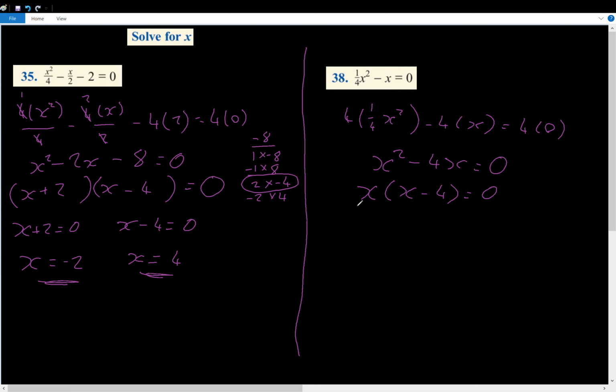And then we set each of these two things that are being multiplied together to give us 0 equal to 0 separately. So we say x equals 0. And we say x minus 4 equals 0. And then if we solve out this bit on the right, we get x is equal to 4. So x equals 4 and x equals 0 are our solutions to this. And that is that.